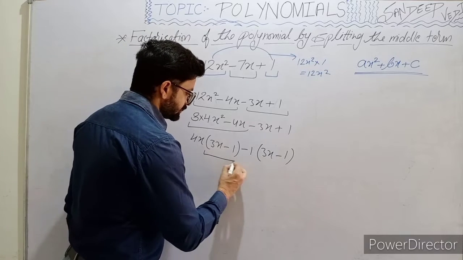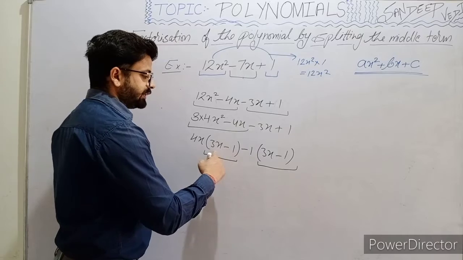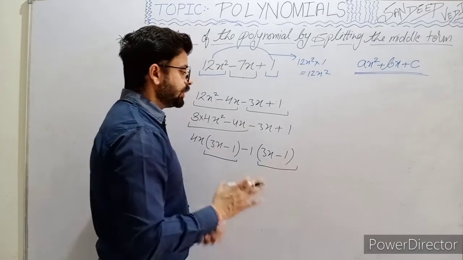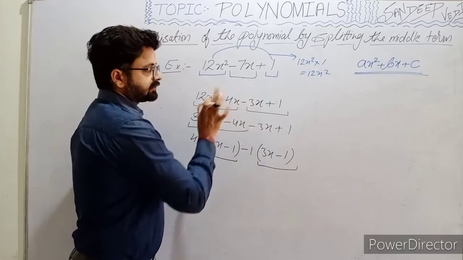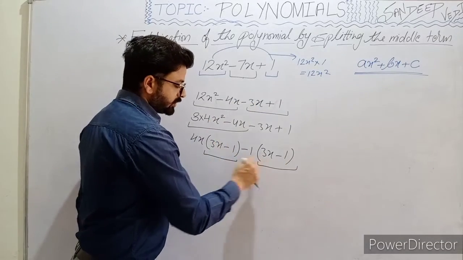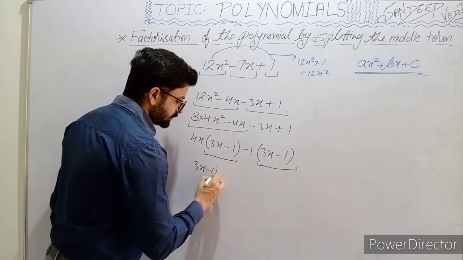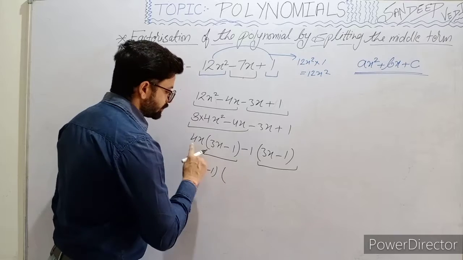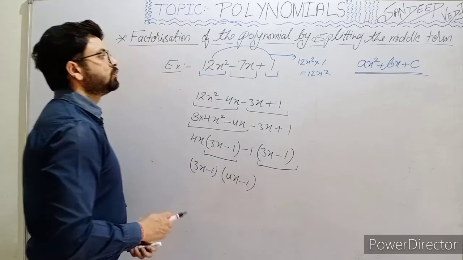Now you see guys, 3x minus 1 and 3x minus 1 are common. Definitely if you took exact splits, then definitely these two terms will come the same. Now 3x minus 1 is common. Now the rest part here 4x and here minus 1. Now two factors came.